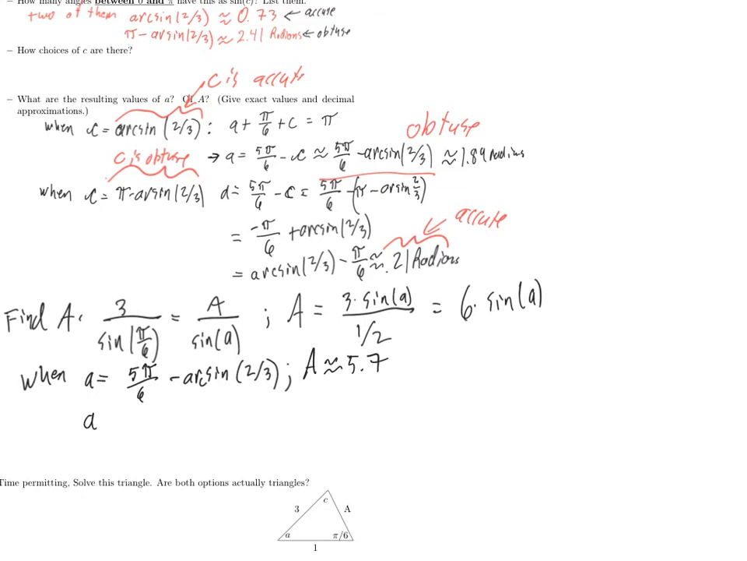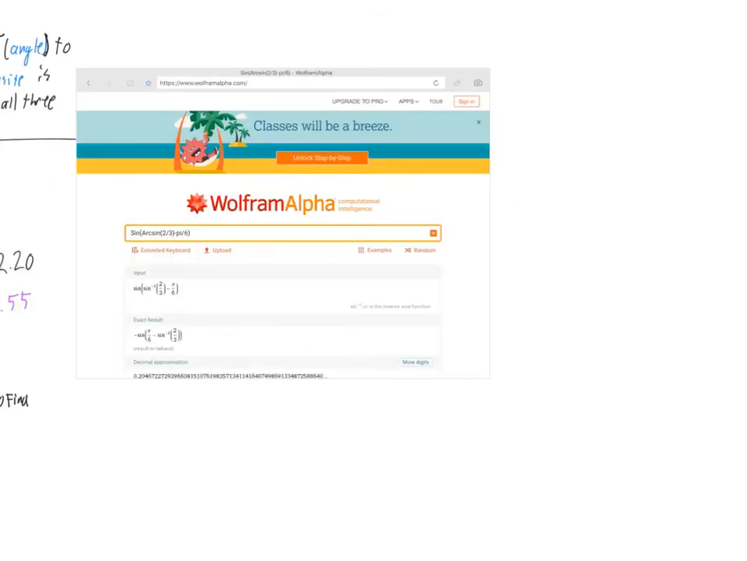In the case that little a is, so the other case was arcsine minus pi over 6. Let's write down what we get. Here we are. It looks like we get approximately 0.20 as that length.